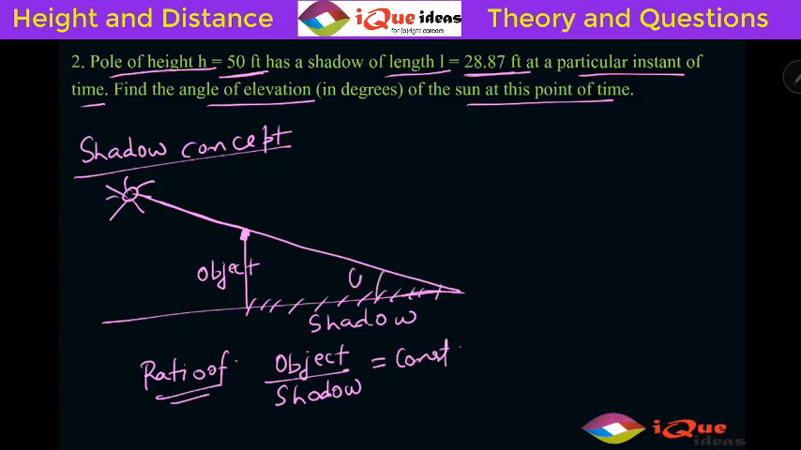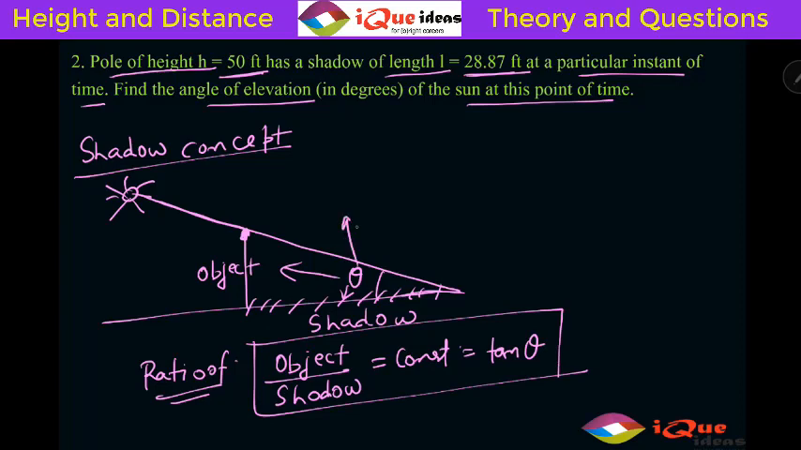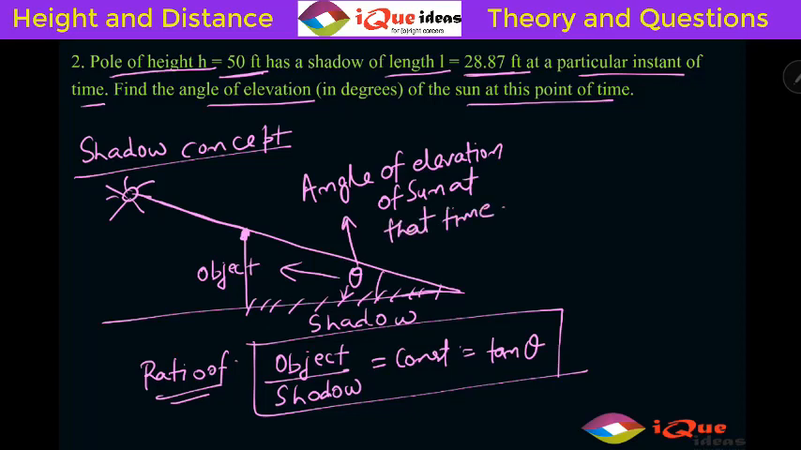And let's say this angle is theta. Then clearly, as you can make out, for object upon shadow, the object will be the side opposite to theta and the shadow will be the adjacent side. So this constant value will always be equal to tan theta. Right, and this angle theta is called the angle of elevation of the sun at that particular time. Now what does it mean? There is a simple relation between the object length, shadow length, and the theta value in terms of tan theta.